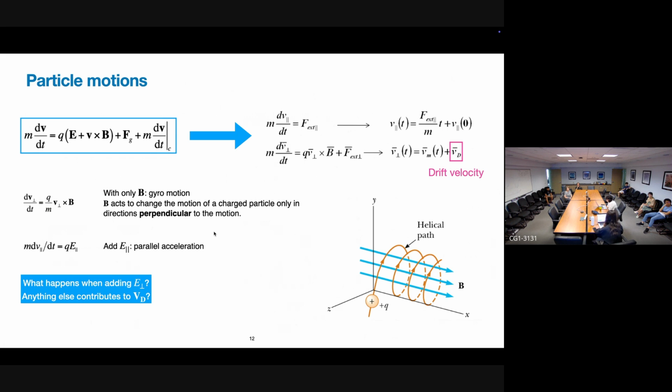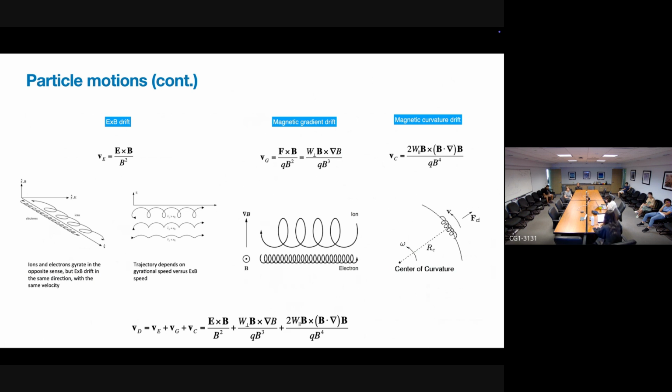Now we make the case a little bit more complicated. We add a perpendicular electric field to the particle. How would it react? And anything else in the perpendicular direction would contribute to the drift. Here is a summary. With the additional perpendicular electric field, we will have this E cross B drift. Ions and electrons go in the same direction, but they gyrate in different senses. And depending on their velocity and the drift velocity, you will have different orbits like this.